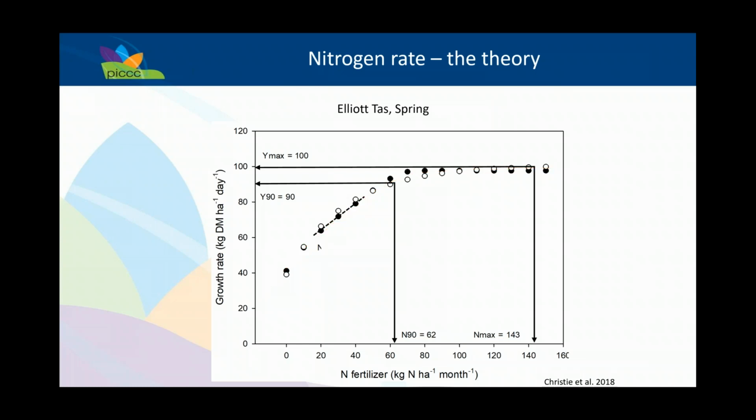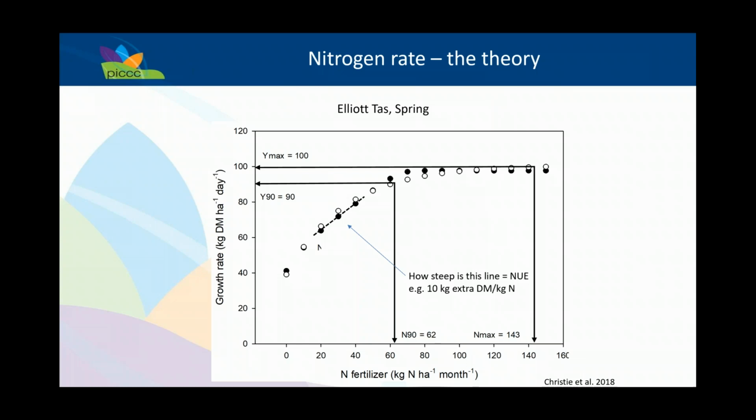So if we look at what we should be doing, when we talk of nitrogen use efficiency and we say you can get 10 kilograms of extra dry matter for every 1 kilogram of nitrogen you invest, what we're talking about is how steep is that portion of the curve? In other words, how many extra kilograms of dry matter are pushed by every increment in nitrogen fertilizer?